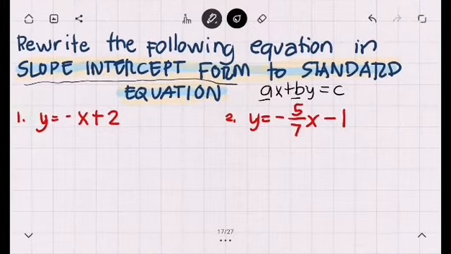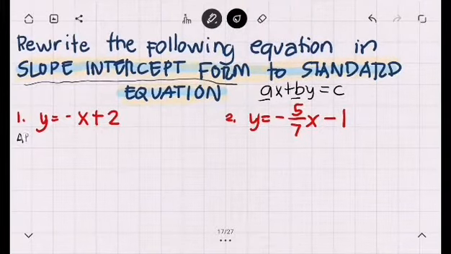Okay. So, unahin natin yung number 1. We have y equals negative x plus 2. So, dapat, in this case, ang matitira sa right side ng ating equation, dahil siya ay standard equation, ay yung ating constant term. So, ibig sabihin, sa number 1, si positive 2 lang dapat ang matira dun sa ating right side na equation. So, ang dapat maalis natin sa right side ay si negative x. Okay, so paano natin gagawin?